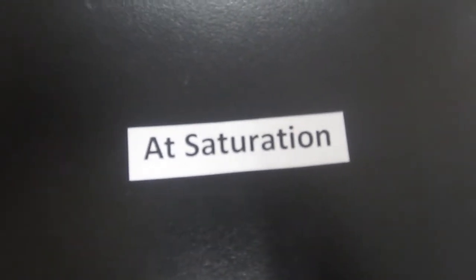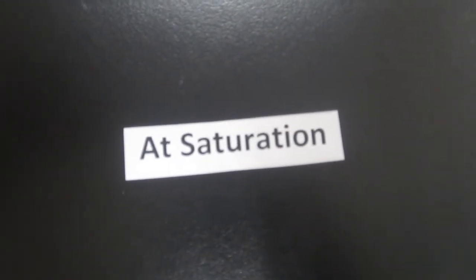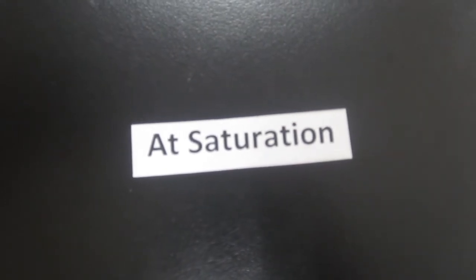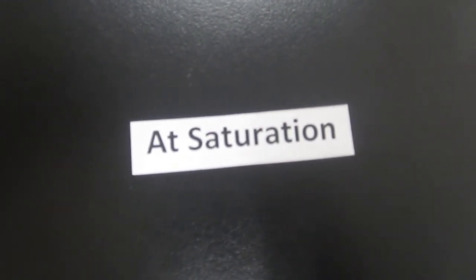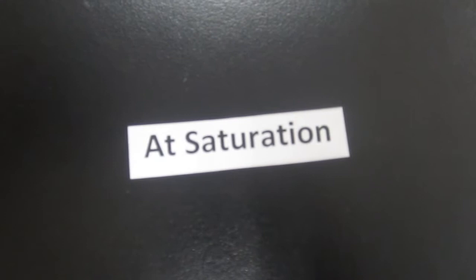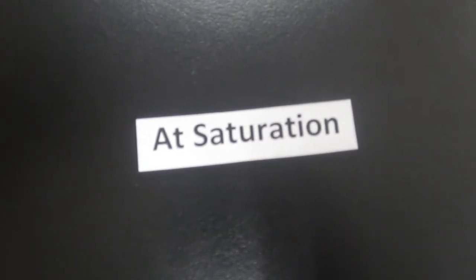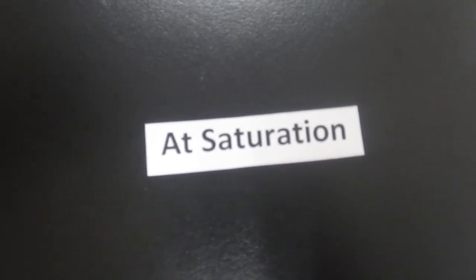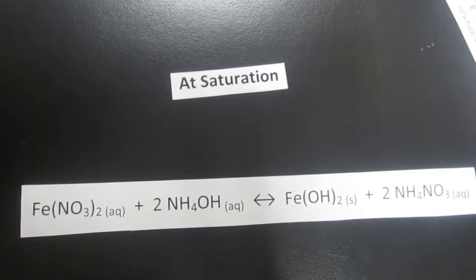A saturated solution is a solution that contains the maximum amount of solute that can be dissolved under a specific condition, a specific temperature and pressure. What is happening on a molecular level in a saturated solution? This will be explained through the combination of iron(II) nitrate and ammonium hydroxide. The chemical equation of these solutions is shown here.